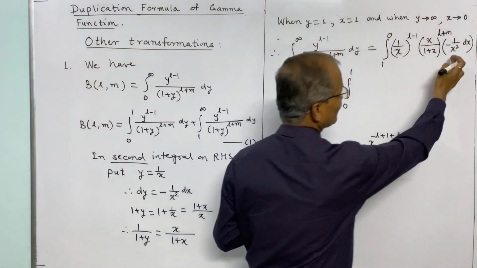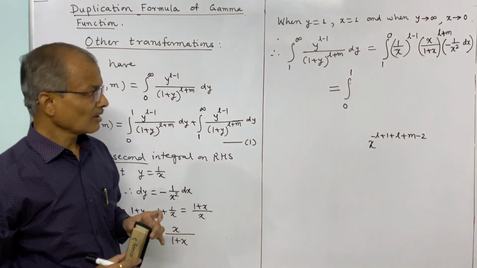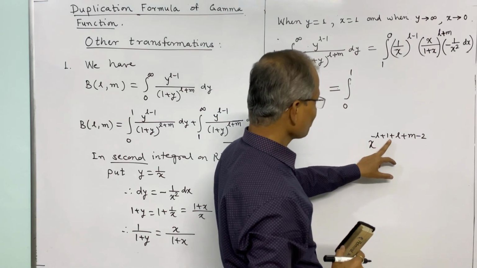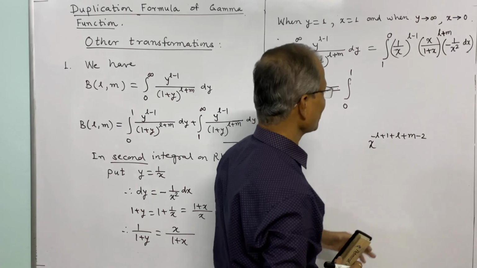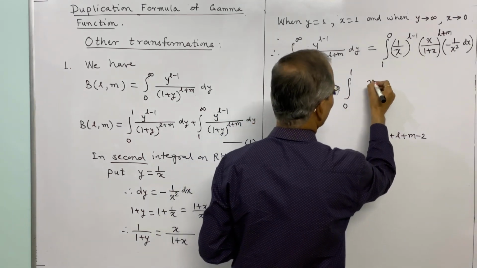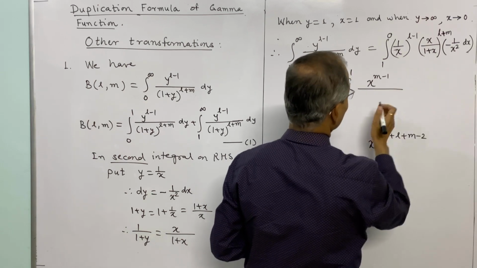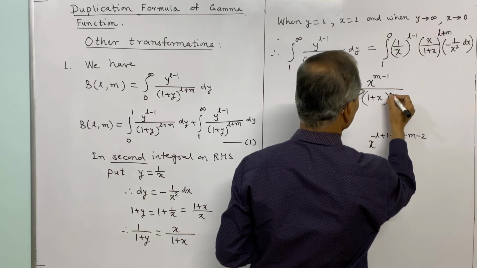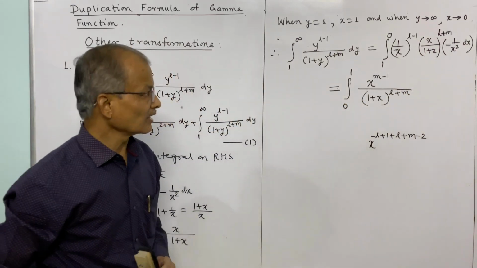And here x is at the denominator, so the power is negative, minus. And thus, what is the power of x? L cancels, and m minus 2 plus 1 means m minus 1. So it is x to the power m minus 1. And at the denominator, 1 plus x has the power L plus m into dx.